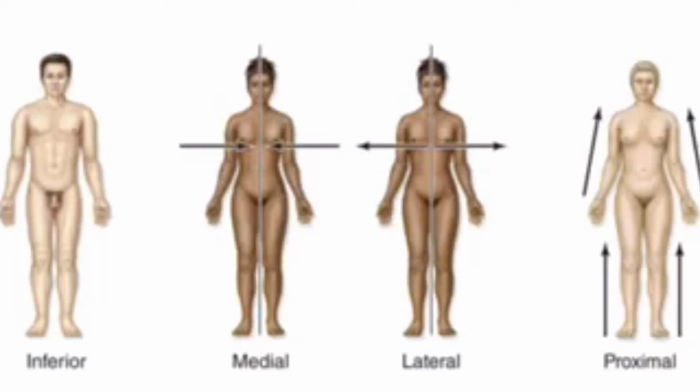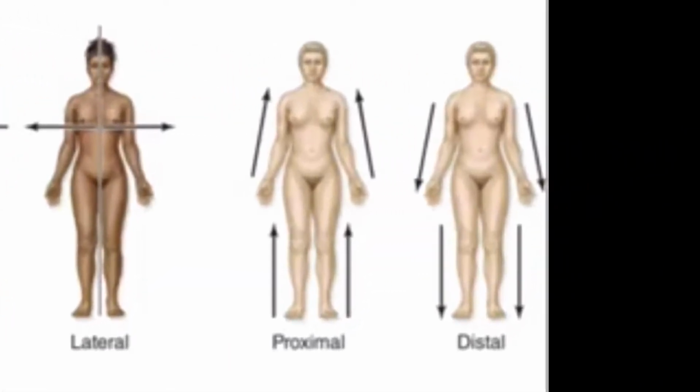We'll use this in the bones and the joints. For example, we have menisci in our knees. So we'll say, oh, the medial meniscus. That means the meniscus that is closest to the midline of the body. We'll also use lateral. Lateral means closer to the outside of the body. It's kind of the opposite of medial. There's a lateral meniscus. We'll talk about medial ligaments, lateral ligaments.